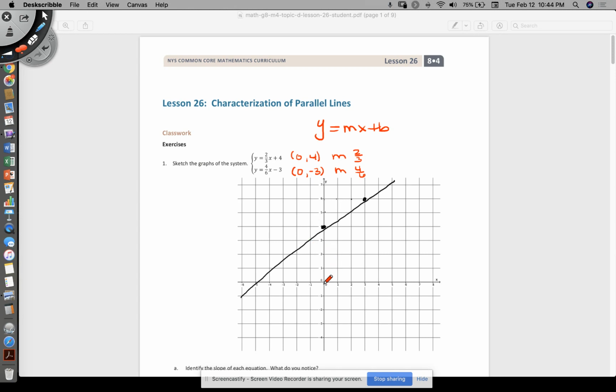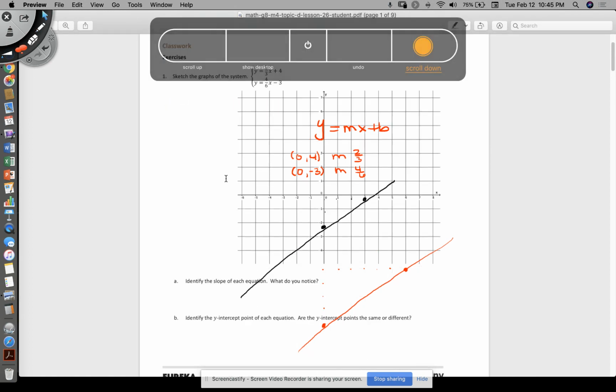All right, next one we're going to do 0, negative 3 down here. Rise 4. So 1, 2, 3, 4, run 6. 1, 2, 3, 4, 5, 6. And you got yourself a set of parallel lines. All right, so let's go down and answer A.